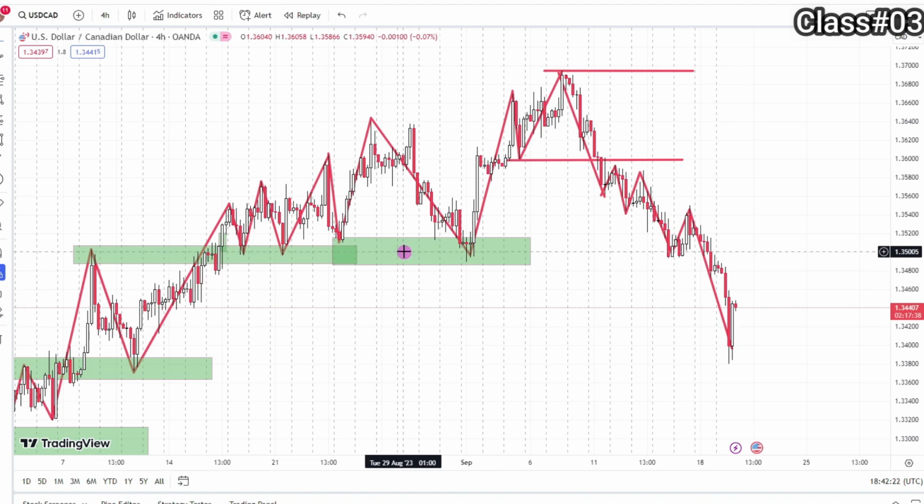Okay, so in this way you can mark structure and use structure in your strategies. Whatever strategy you are following, this is a very important technique.